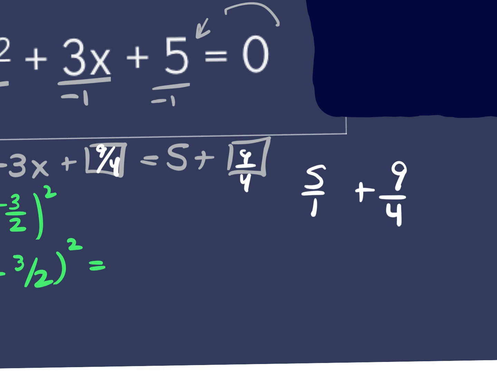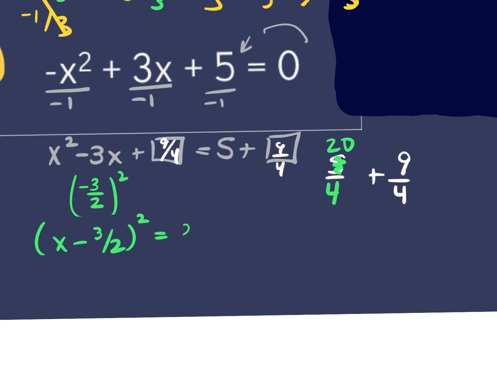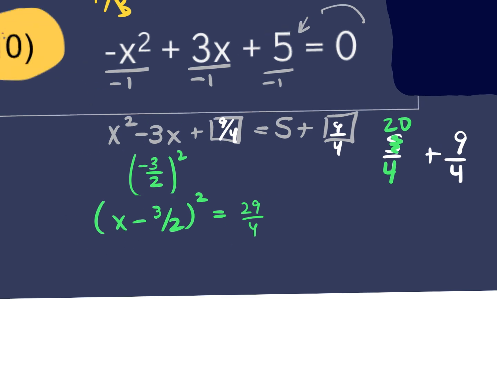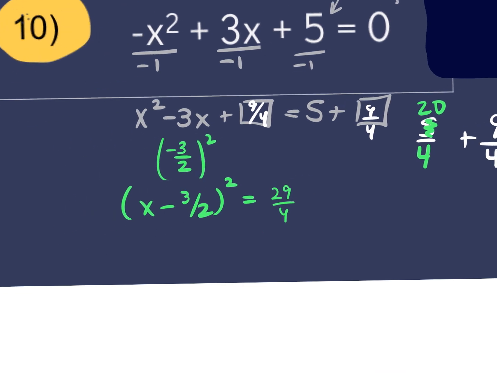I need to get a common denominator. What's my common denominator between 1 and 4? 4. If I multiply the bottom by 4, I multiply the top by 4, so this becomes 20. Good. So when I add those two together, 29 over 4. Good. Now we're going to finish solving this and be done. How do I get the square to go away? Yep. Okay, square root 29 over 2.